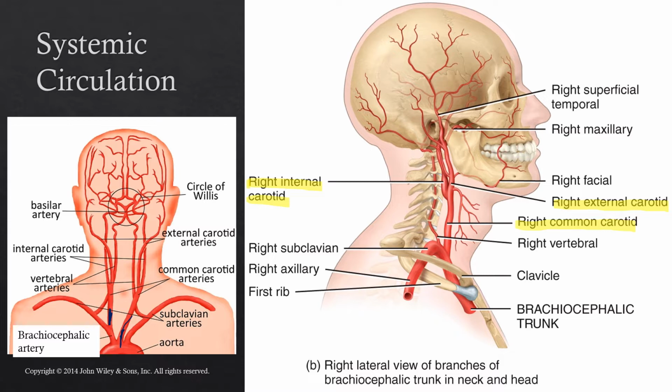Now these are actually going to come up together. You can see here they're coming closer together, and they're actually going to branch together to form the basilar artery and this area at the bottom of the brain, inferior side of the brain, called the circle of Willis right here.